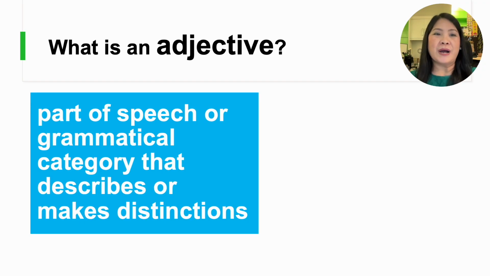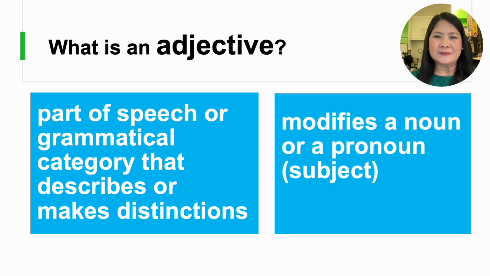So, adjective is a part of speech or grammatical category that describes or makes distinctions. For example, long hair. We have there long. Delicious meal. We have there delicious. Adjectives also modify a noun or a pronoun, or the so-called subjects in a sentence.